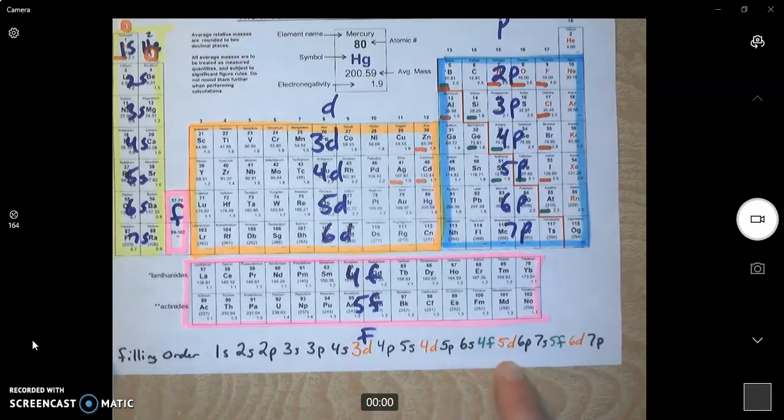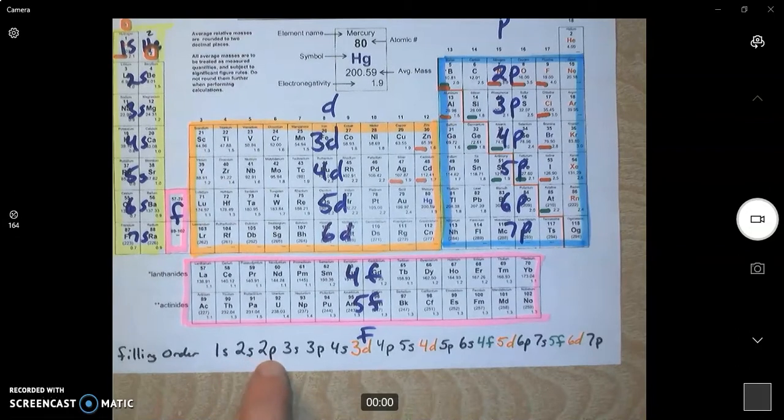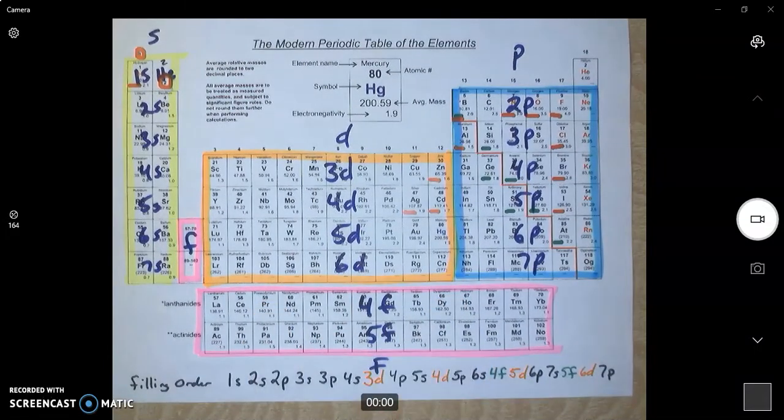That gives you the filling order that satisfies the Aufbau principle, which basically says you have to fill up the 1s before you can put electrons into the 2s. You have to fill up the 2s before you get into the 2p, and so on. We will go through using that tomorrow to make what we call electron configurations.